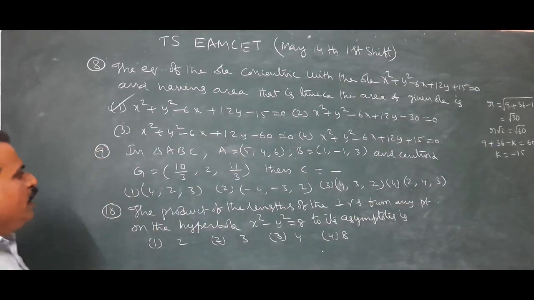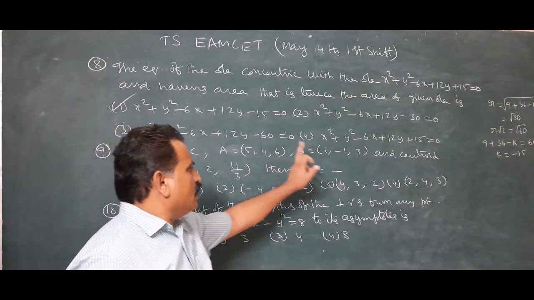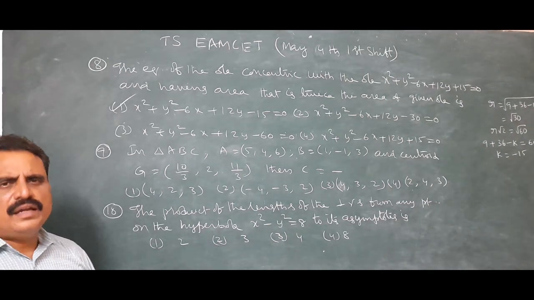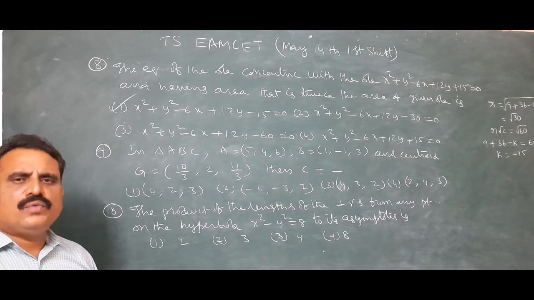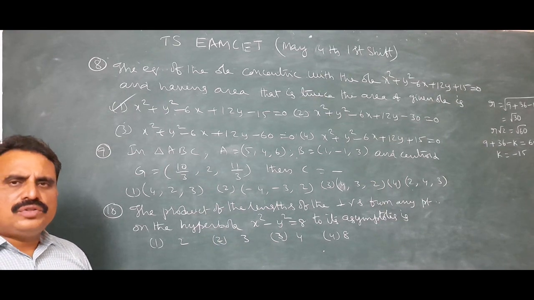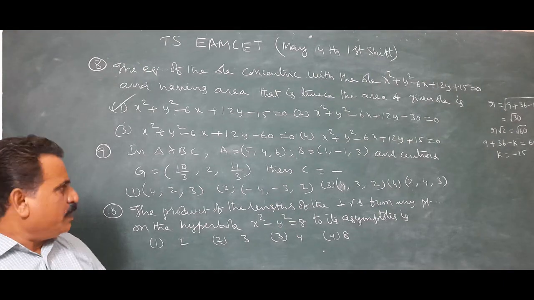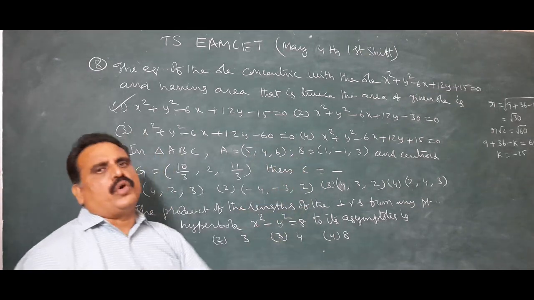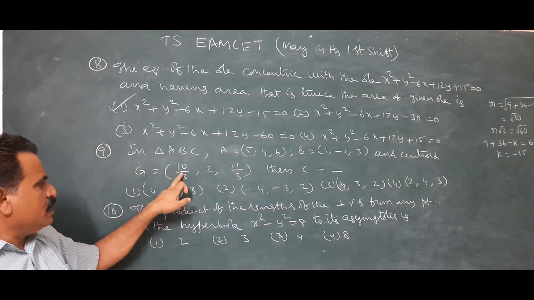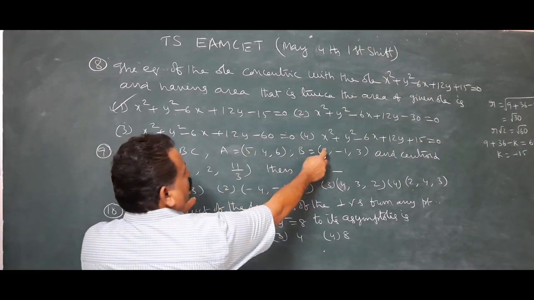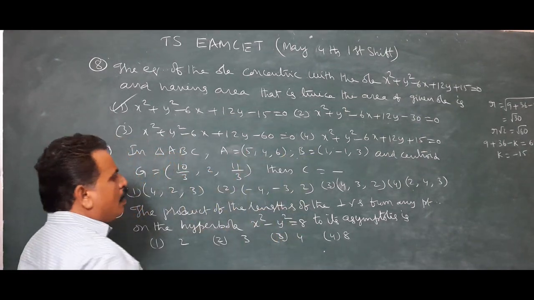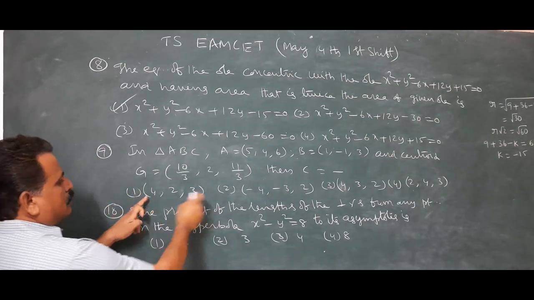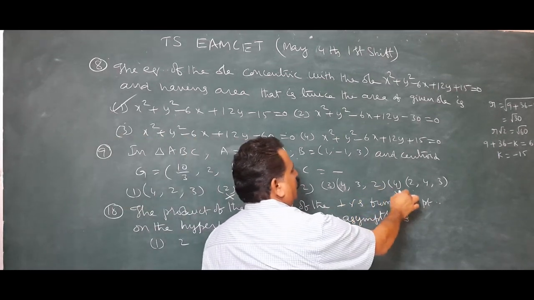Now, ninth problem. In triangle ABC, two vertices are given. Centroid is given. Find C. So we can easily identify (A plus B plus C) by 3 equal to G. C equal to 3G minus (A plus B). That means 3 times the centroid minus the sum of the points. 3 times 10, 10 minus 5 minus 1, that means 4. Option 4. That means x coordinate is 4. Second option wrong. This one wrong.